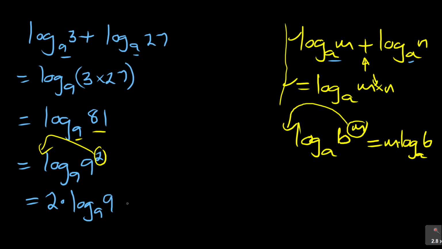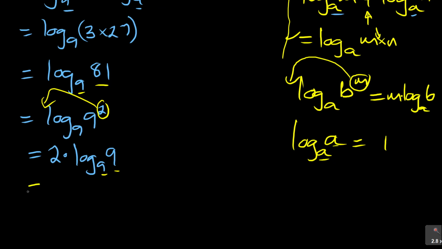You see that? And then lastly, there is another law now, which says if you are given log base a of a, when the base and the number are matching, it's just a 1. Look at this, 9 and 9. So that also becomes a 1. So this one is equal to 2 times 1, which is equal to 2.